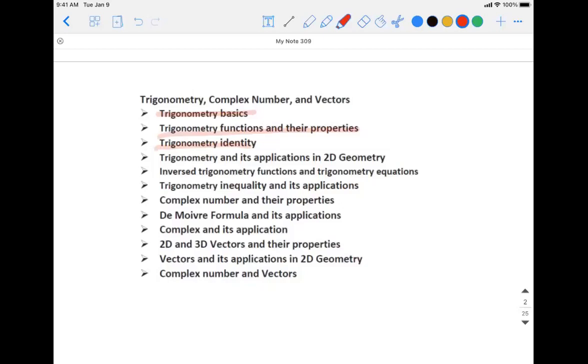So that's going to be the focus for our lecture for sure. And moving forward, we're going to talk about some applications of trigonometry, how to apply them in 2D geometries. So think about it.